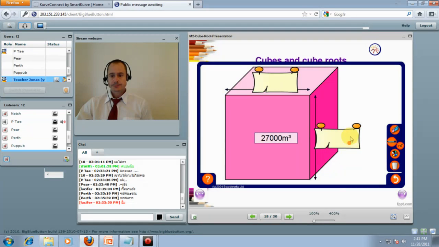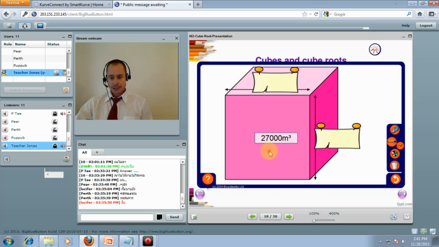Well, we go on. Now we have a little exercise here. We have 27,000 cubic meters. So what will the sides be of this cube? Anyone? If you know, you can type in the answer. Anyone knows the answer here for the side? 30. Yes, that's correct. Because 30 times 30 times 30 is 27,000.